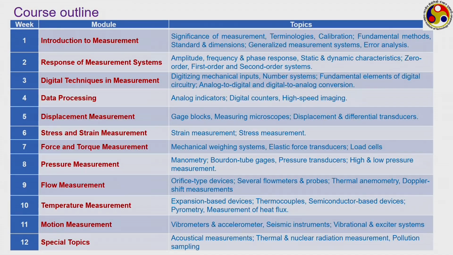Next week we shall be talking about the characteristics and response of different kind of measurement system in terms of static and dynamic characteristics, amplitude, frequency and phase response, and also different orders of system, where we shall mostly be focusing on 0, first and second order systems, because most of the common instruments fall in either of these three categories.